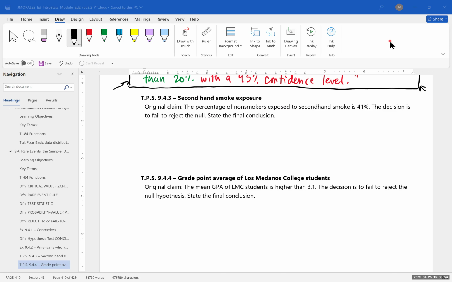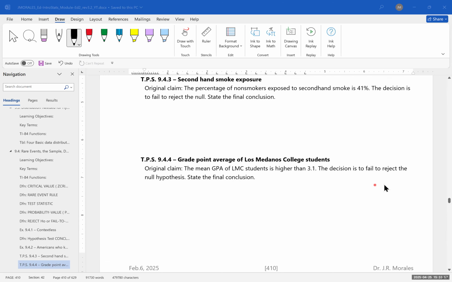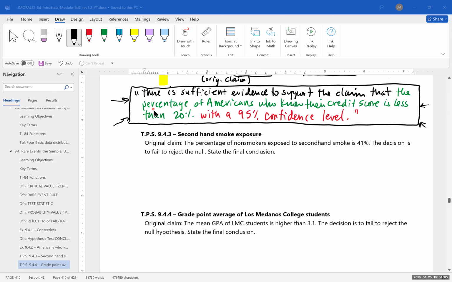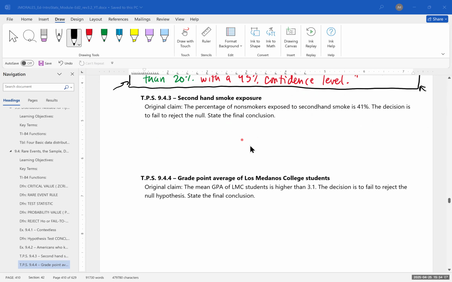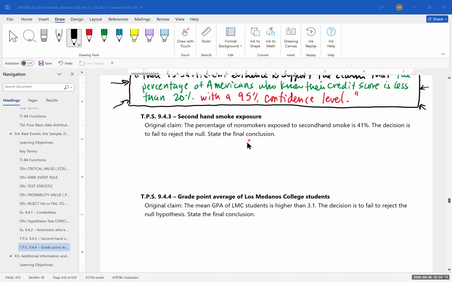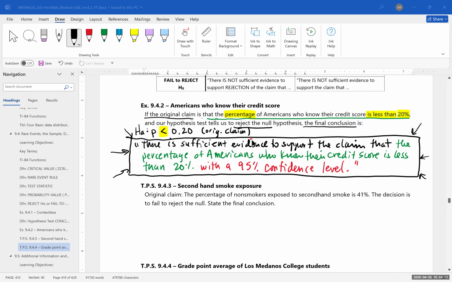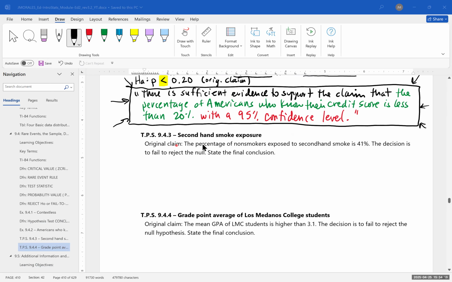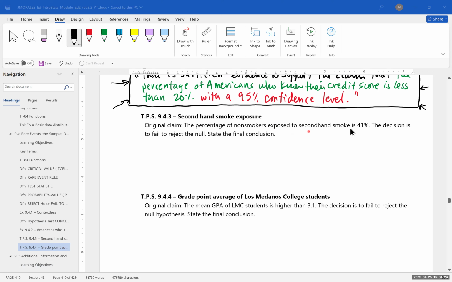All right, so let's write conclusions here for these next two. Okay. All right, let's look at these last two examples. And we're going to use this conclusion table up above. So our original claim is that the percentage of non-smokers exposed to secondhand smoke is 41%. The decision is to fail to reject the null. State the final conclusion.